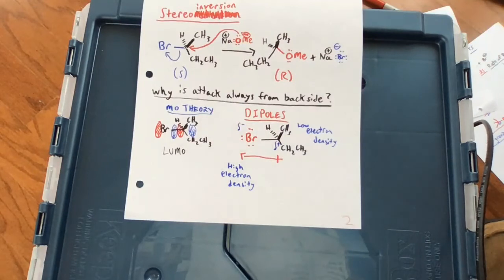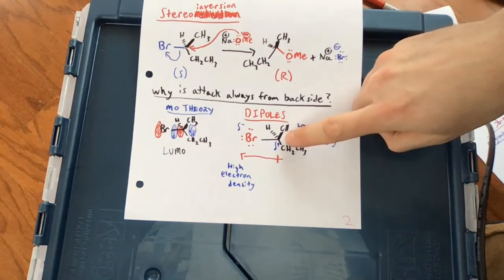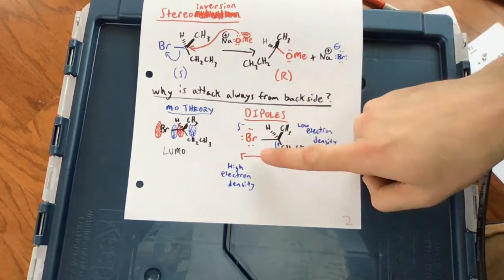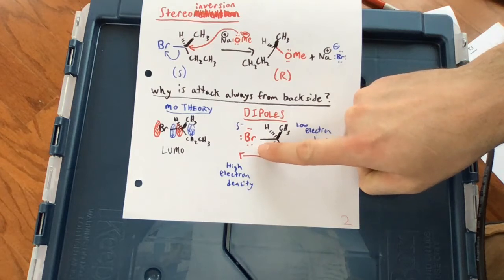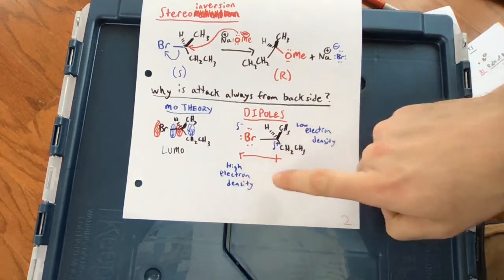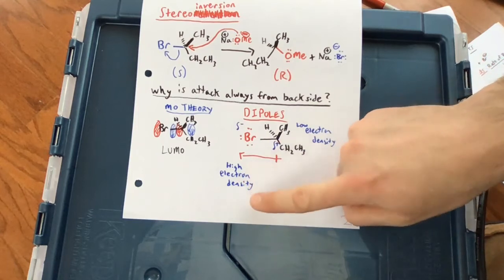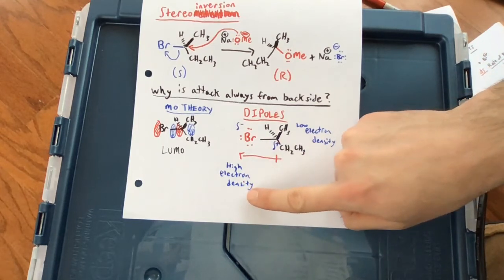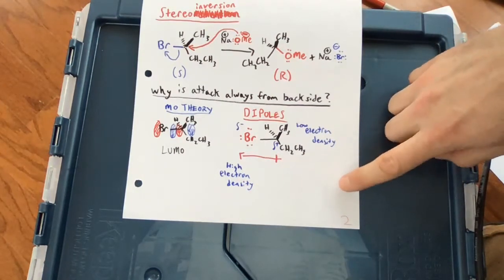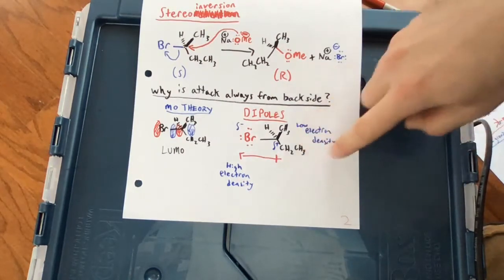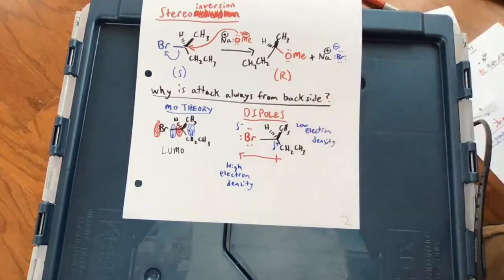Probably the easiest way to understand why this happens is by looking at the dipoles of the molecules, the alkyl halides, because there's a partial positive charge on the alpha carbon due to the very large and negative, or partially negative, halide group that's pulling electron density away. And because you have a high electron density on one side and a low electron density on the other, the negatively charged nucleophiles are going to be attracted to this region of the molecule.